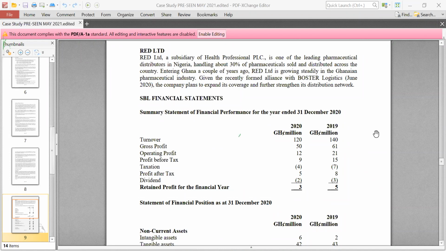Cost of sales has declined, but we do not know whether overall costs, which is direct and indirect costs, have declined. We do not know yet, so I'm just taking it step by step. So cost of sales has declined. Why do you think cost of sales has declined? Why?